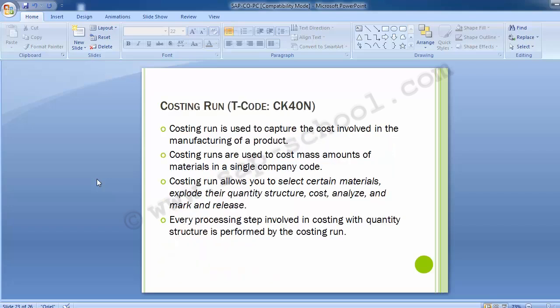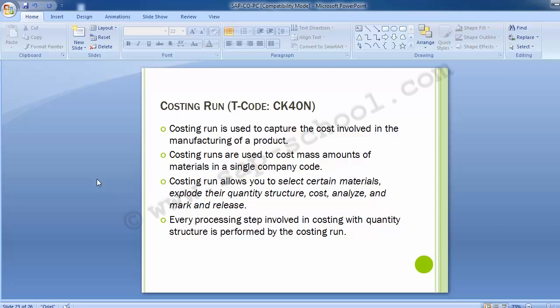Moving to the next is the costing run. Costing run is used to capture the cost involved in the manufacturing of a product. And this is the final execution which is done at the period end as an activity which has to be executed, and once this costing run is done, the cost of the product is known.